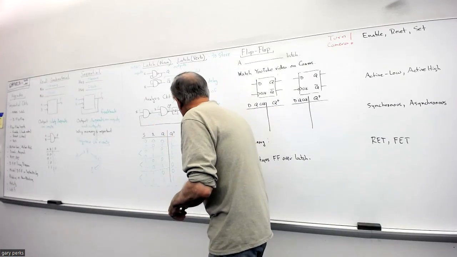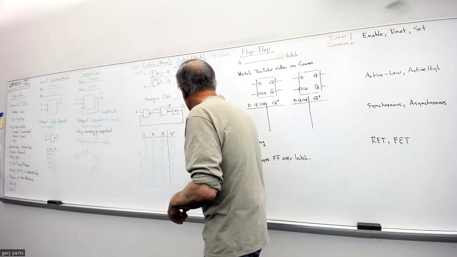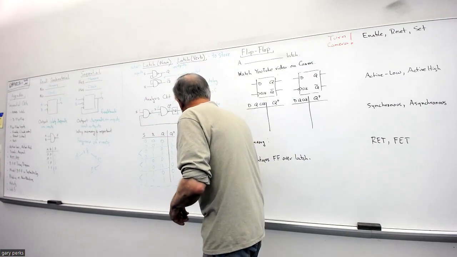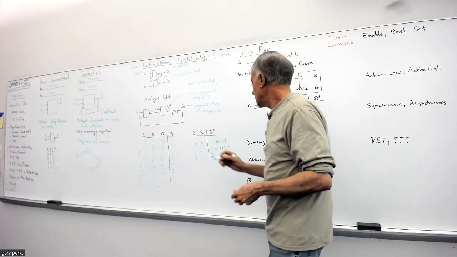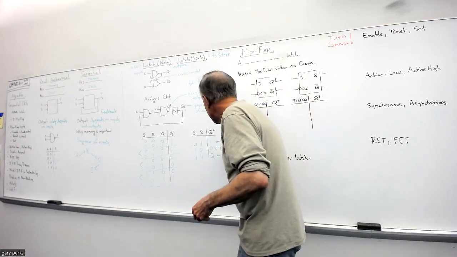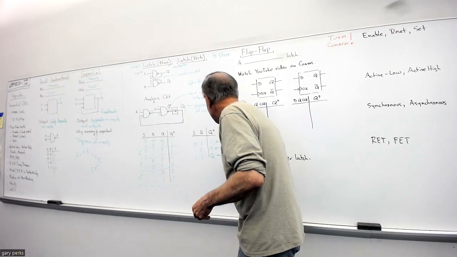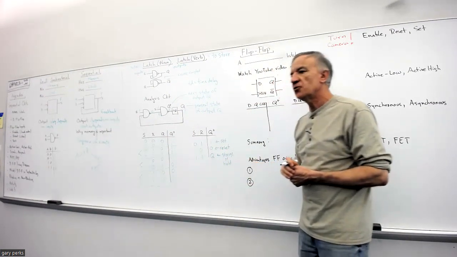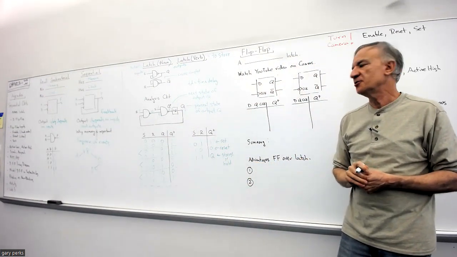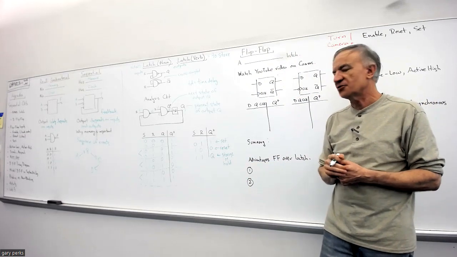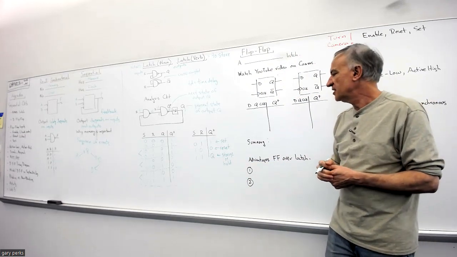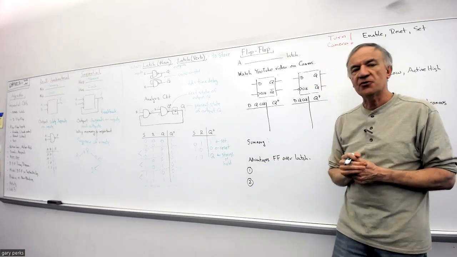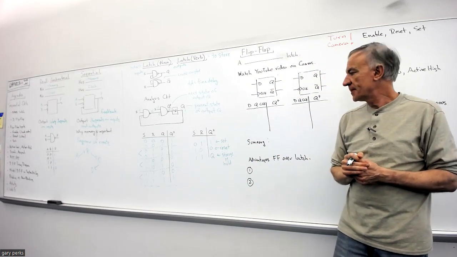So when both S and R are 1, the next state of Q is just going to equal the present state of Q. And this is when storage is happening. So this is called the storage state, or the hold state. Storage or hold. I suppose it could be called the latch state too, because latch means storage. But I don't ever hear it called that. It's either storage or hold. Okay, so everybody good up to this point?